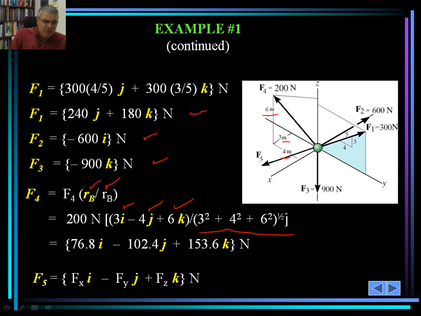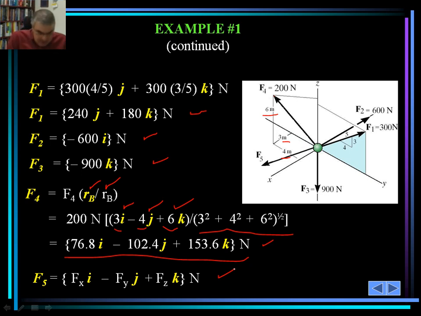Again, this is in order to calculate the magnitude of F4. We take the square root of the sum of the squares in the x, y, and z direction. So 3 squared plus 4 squared plus 6 squared, we take the square root of the summation of those 3 squared. Then we would have F4 as 76.8I minus 102.4J plus 153.6K. And F5 would be F sub x I minus F sub y J plus F sub z K Newton.